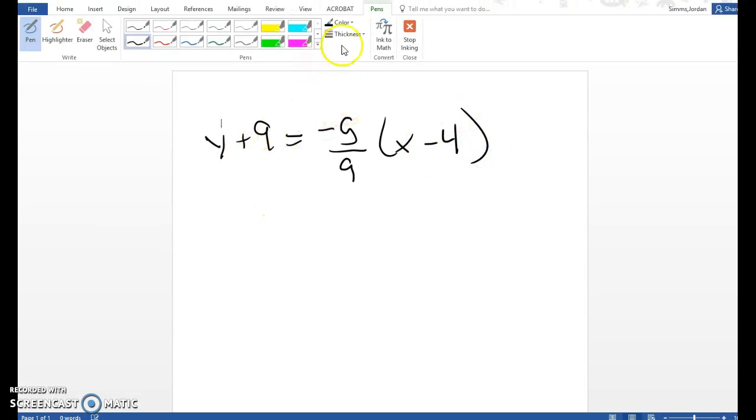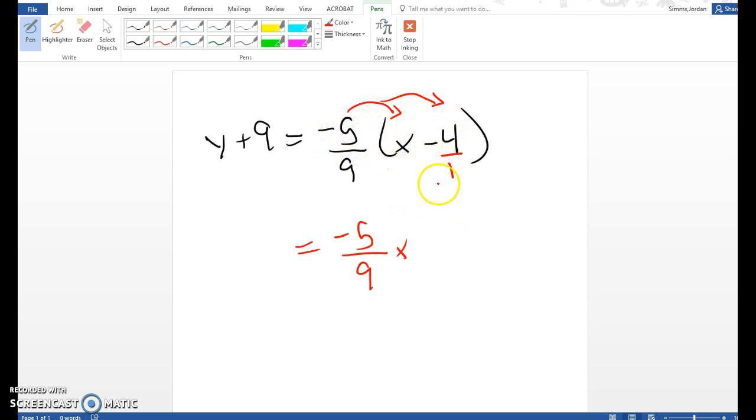So to get this thing into y equals mx plus b or slope-intercept form, obviously the first thing we have to do is distribute. So we're going to multiply this negative 5 over 9 by both terms. So that's going to be negative 5 over 9x, right? Negative 5 over 9 times x. And then here, this is going to be like negative 4 over 1. So we're just going to multiply that out.